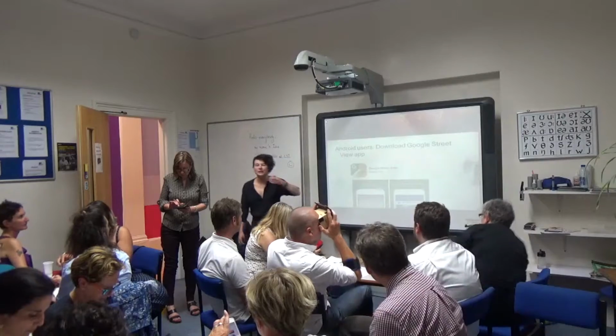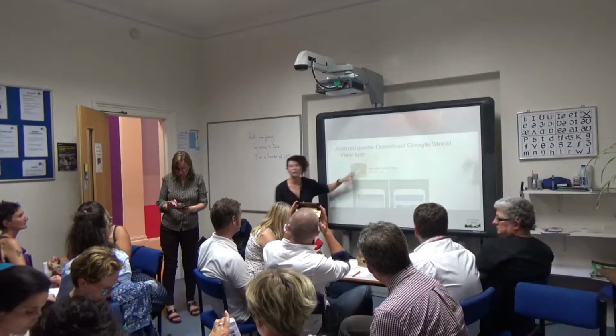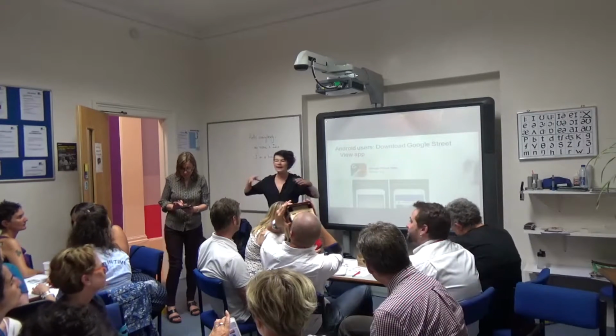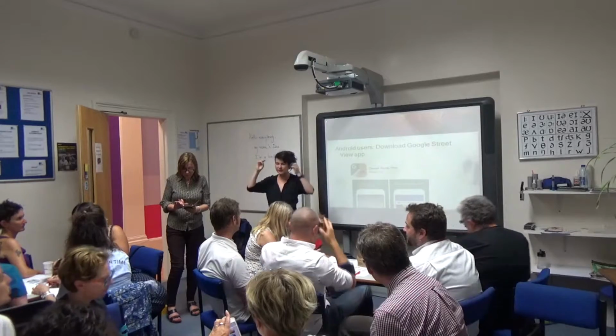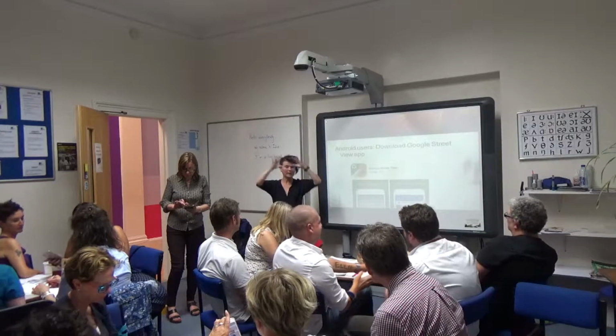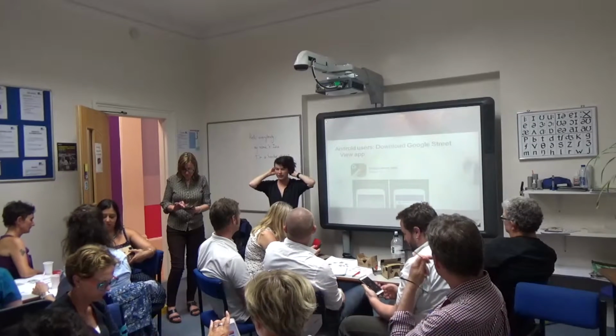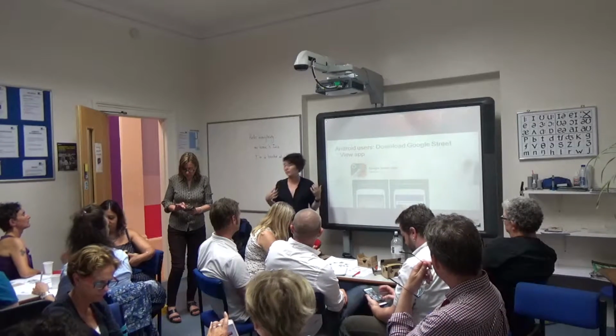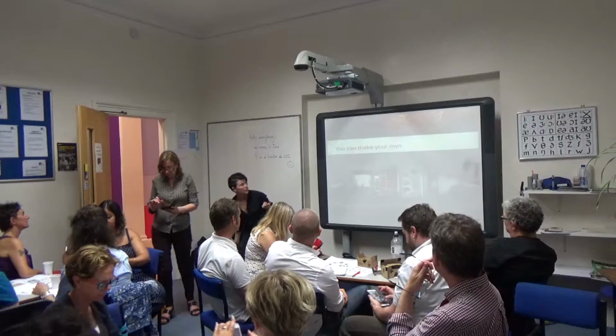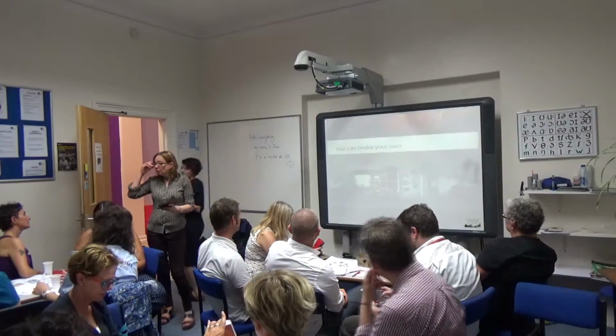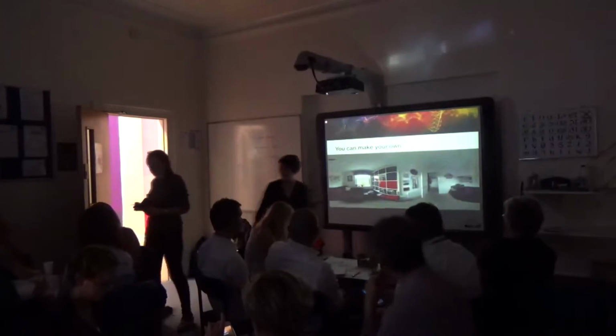When you go on Google Street View, you can type any city, any location in the world, and you can see the picture of that place in sort of virtual reality 360. You can also create your own. For example, this is my living room.